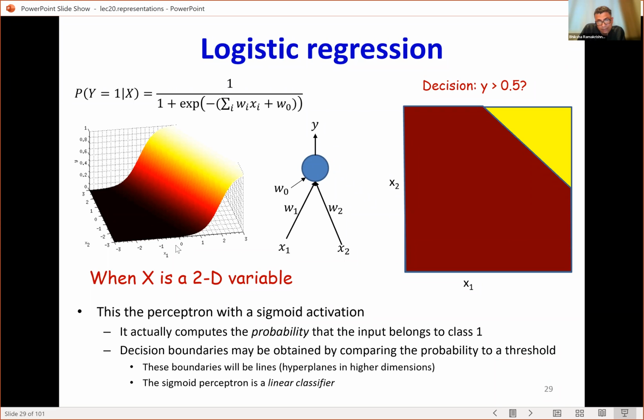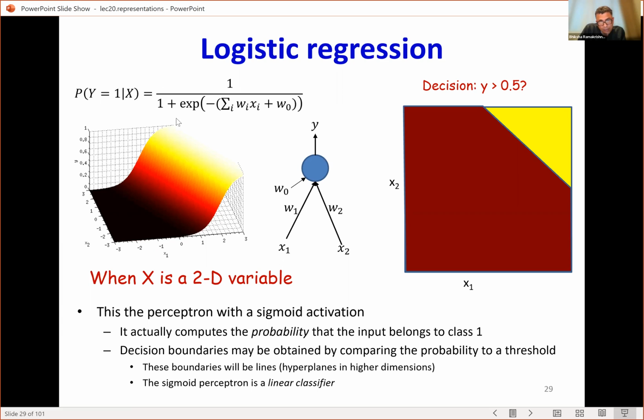Now, although this function actually is non-linear, it represents a linear classifier. Why does this represent a linear classifier? Can anyone tell me? The decision boundary is linear. The decision boundary is going to be linear.